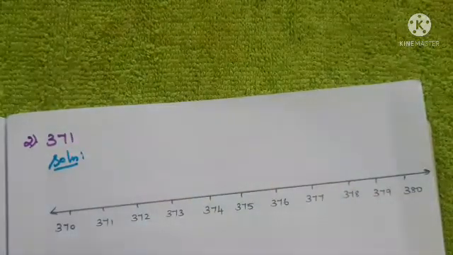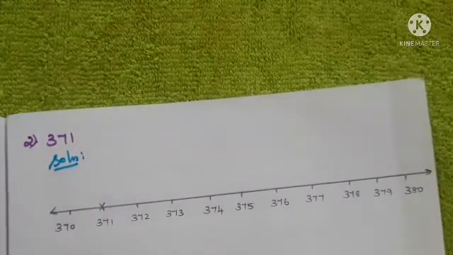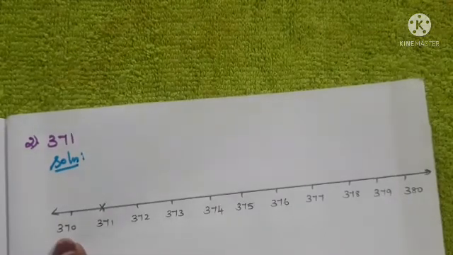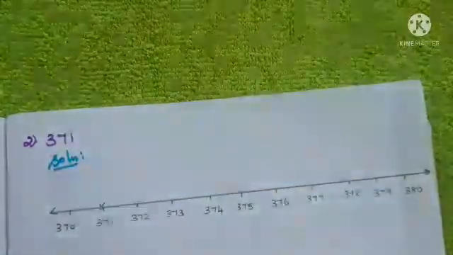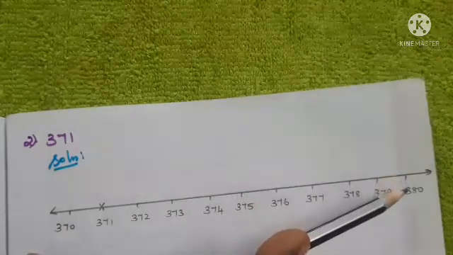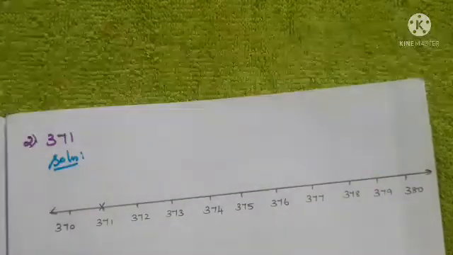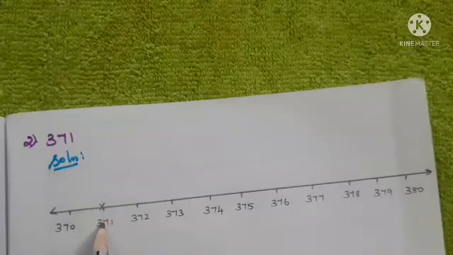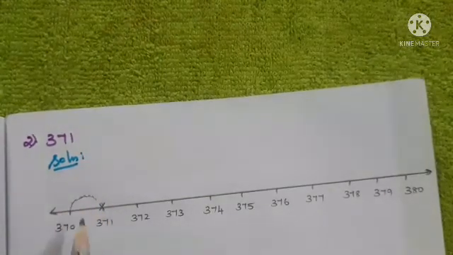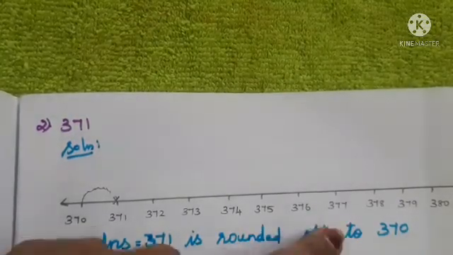And what is our given value? Our given value is 371. So from here we have to find out whether 371 is nearer to 370 or 380. These two numbers are closer. Is 371 closer to 380? No. So 371 is closer to which number? Yes, 370. So you can write the answer as 371 is rounded off to 370.